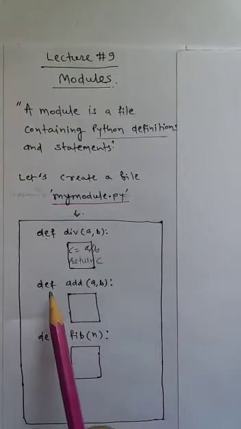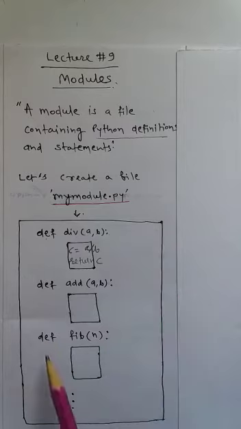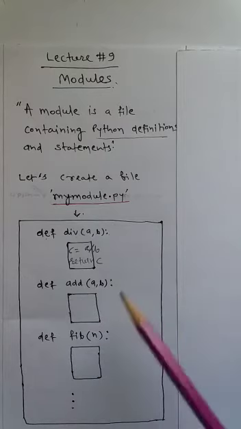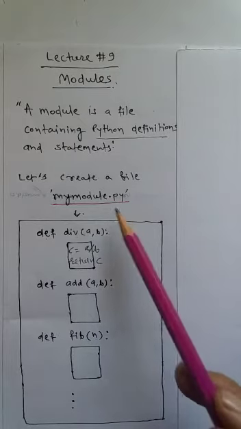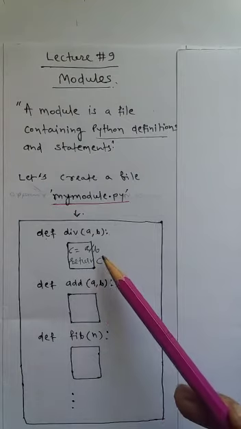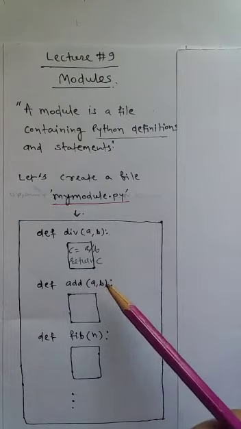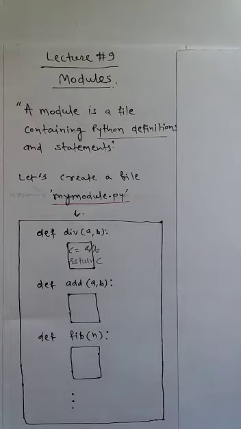Similar to this, the second function is add and the third function is fib, which we have written for generating the Fibonacci series. These function definitions are kept in a file, and that file is called mymodule.py. Why are we doing it like this? The first thing is that we can reuse our code, and secondly, all our functions can be stored and used whenever we need them.